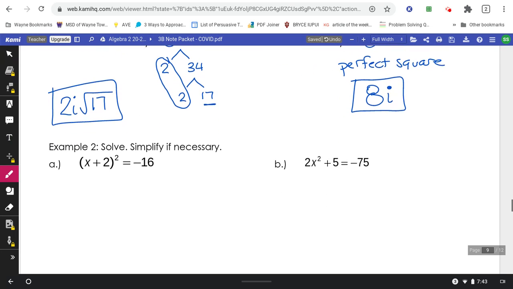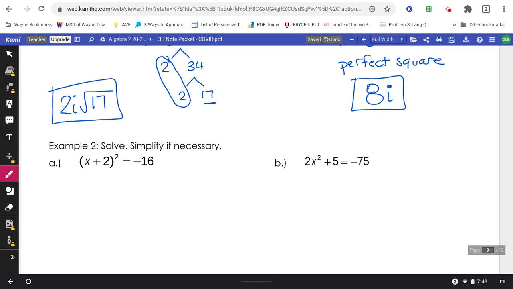All right. For example number 2, we're going to be solving. You're going to solve these the same way we did the regular equations, but they're just going to have an i in it. So for part A, to get rid of this little square right here, we are going to square root both sides. That gets me x plus 2 equals, because the square root and the square cancel. And when we square root a number in an equation, we have to put a plus or minus sign. So plus minus 4i.